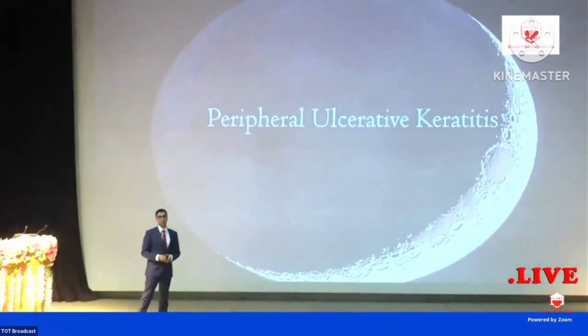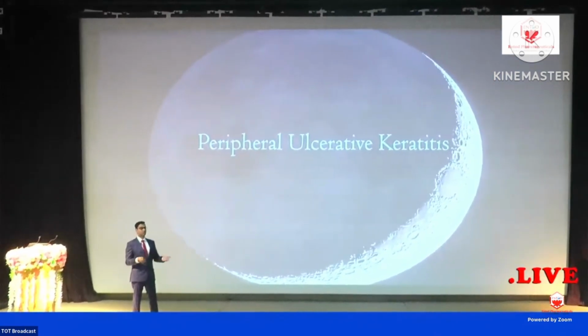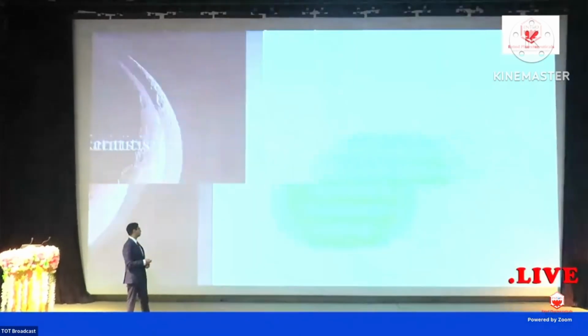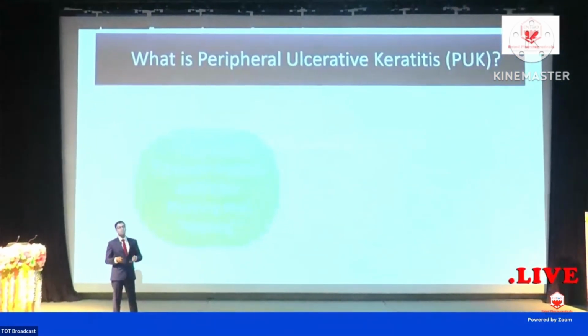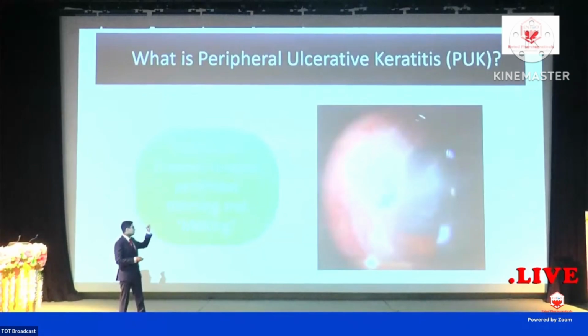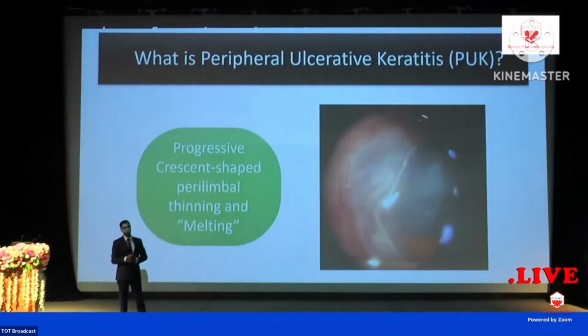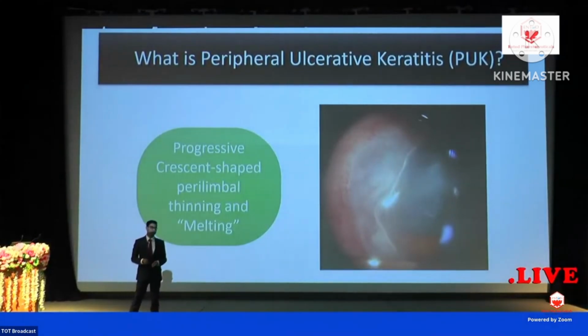So good morning, everyone. Let's have a brief discussion on what is peripheral ulcerative keratitis. Now, a patient walks into your clinic with severe pain, photophobia, watering, redness of both the eyes. On the slit lamp examination, you find that there is a classic crescent-shaped peripheral thinning and melting. This entity is known as peripheral ulcerative keratitis.